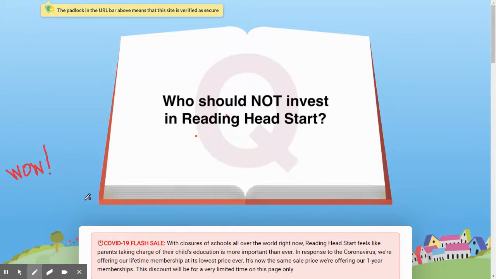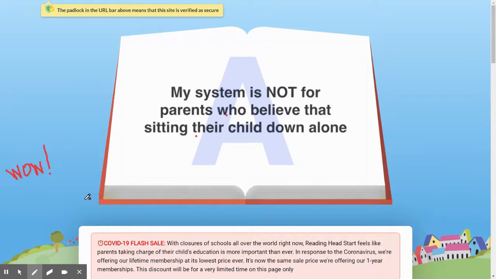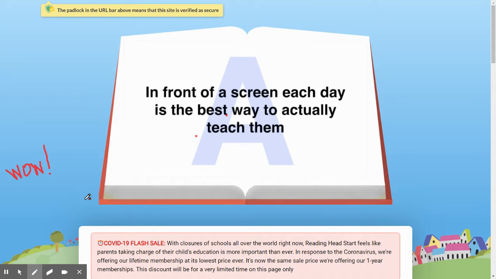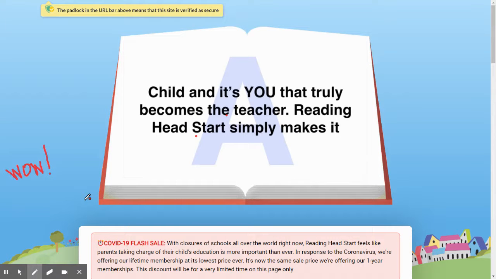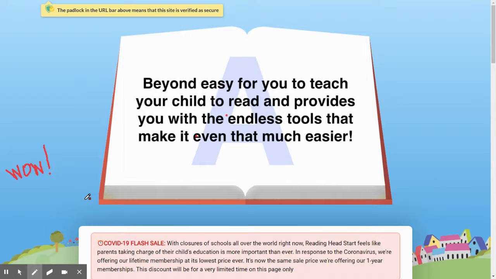Who should not invest in Reading Head Start? My system is not for parents who believe that sitting their child down alone in front of a screen each day is the best way to actually teach them. The most effective element of Reading Head Start is that you get to work with your child, and it's you that truly becomes the teacher. Reading Head Start simply makes it beyond easy for you to teach your child to read and provides you with the endless tools that make it even that much easier.